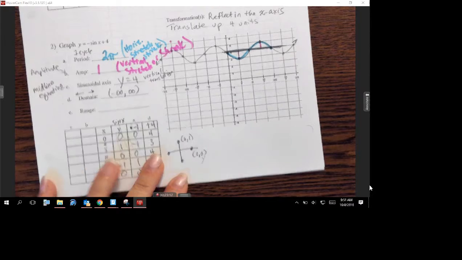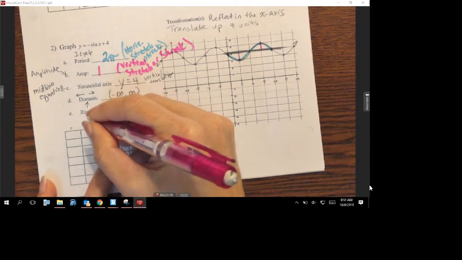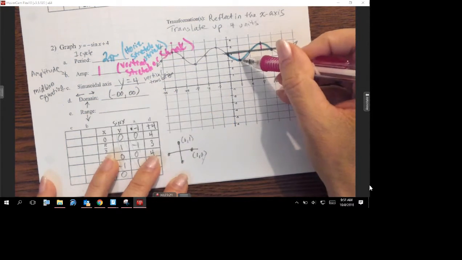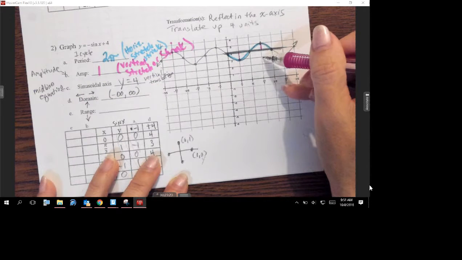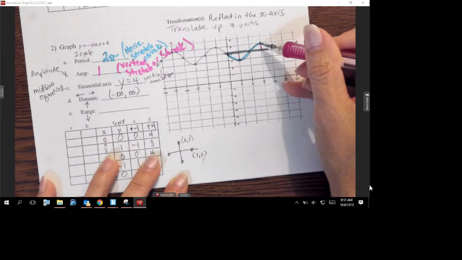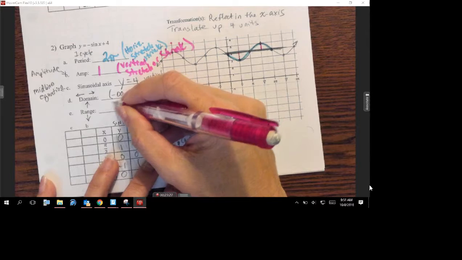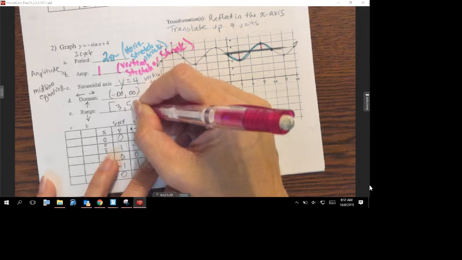And then the range is up to down, down to up, down to up. So how low does it go and how high does it go? And does it include 3 and 5? So we will do brackets between 3 and 5.